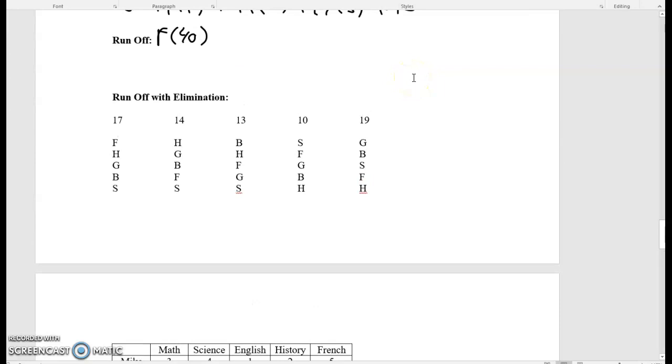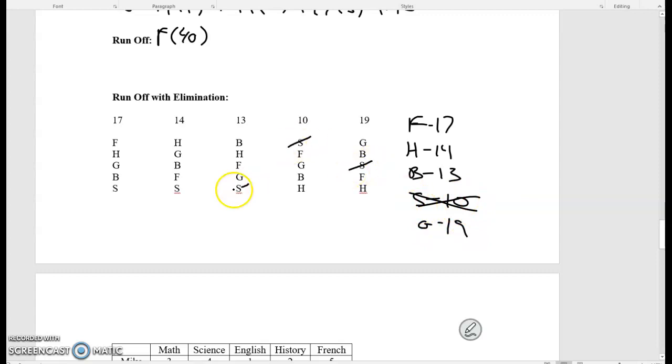Okay. Runoff with elimination here. So my F has 17 first place votes. My H has 14, my B is 13, my S is 10, and my G is 19. So S goes away first. Now we're going one at a time.